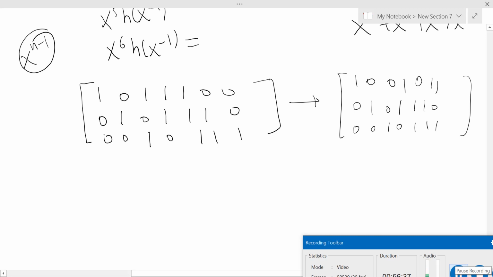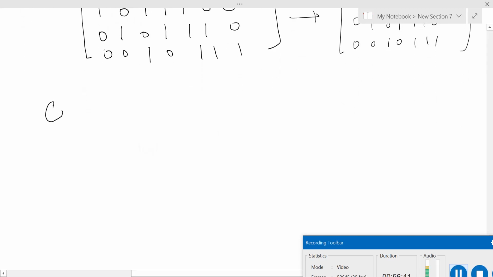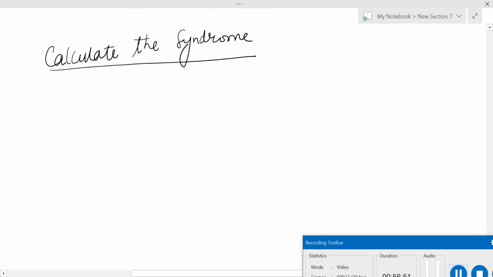And finally, we had to do the decoding, correct the errors. So we had to calculate the syndrome. You recall that you had a code word C, and at the receiver you received the r. This is called a syndrome.